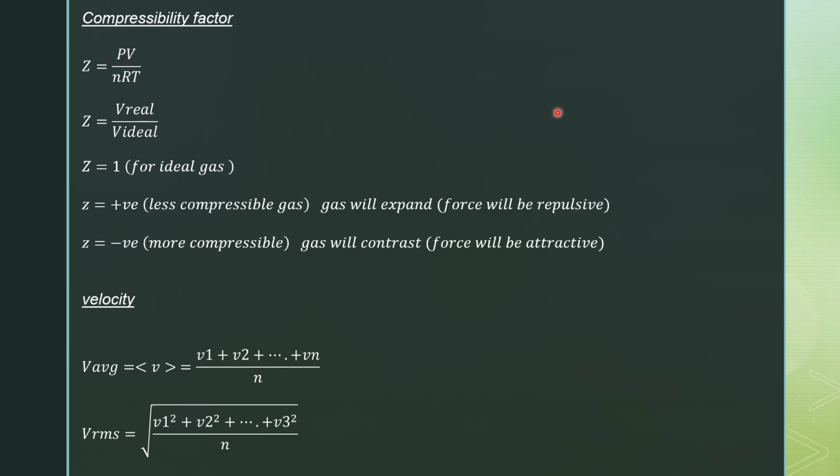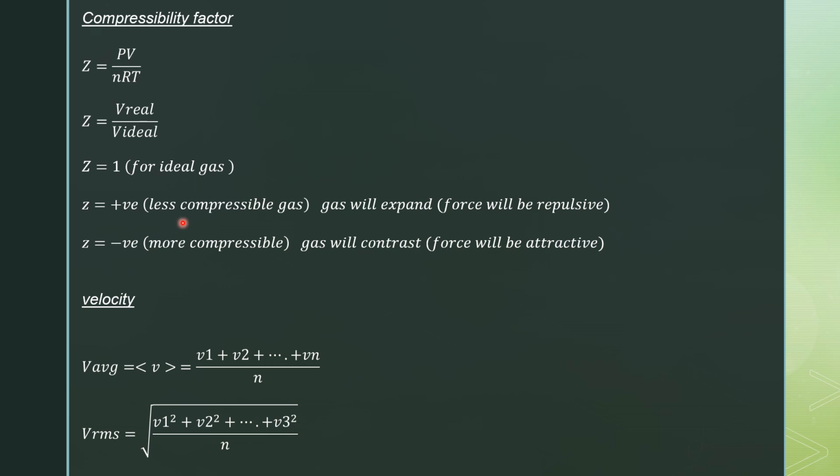Then the compressibility factor, represented as Z, which is equal to PV by nRT. Also, the Z value can be represented as the volume of real gas divided by the volume of ideal gas. So Z is equal to 1 for ideal gases, and it can be greater or less than 1, or any other value, for real gases.